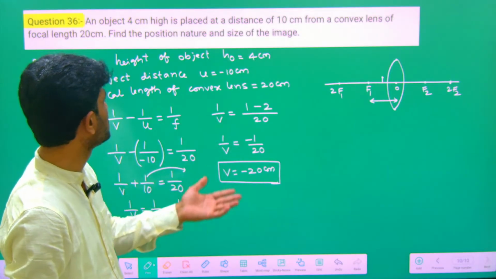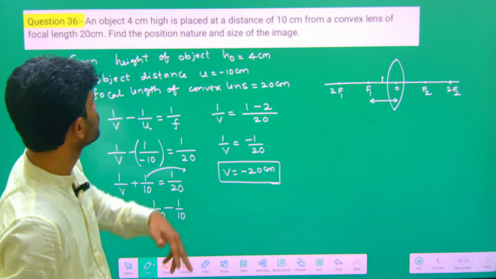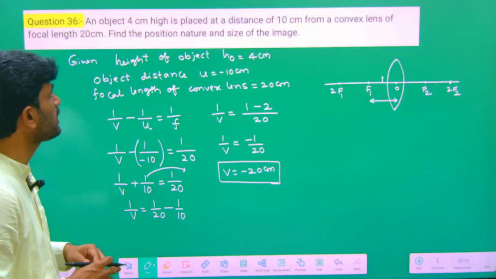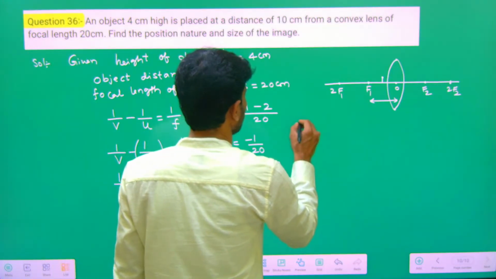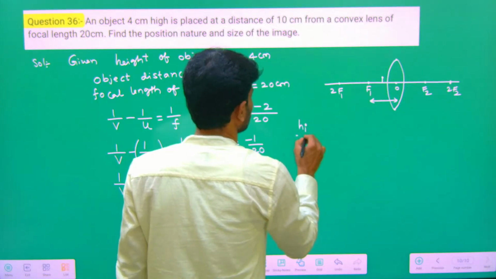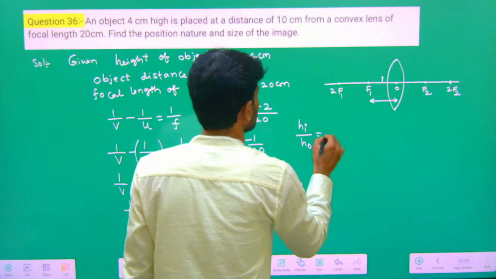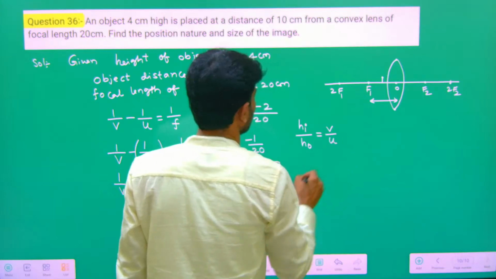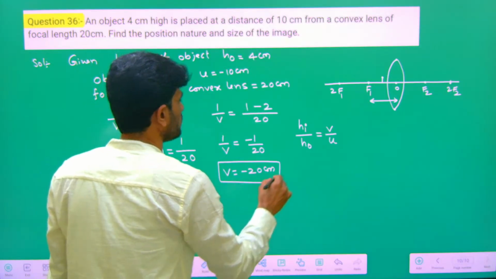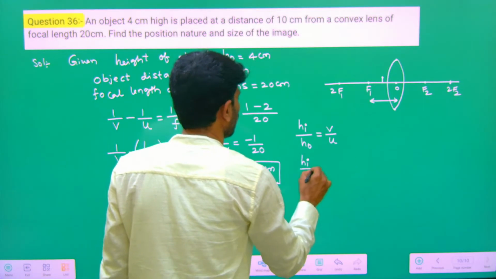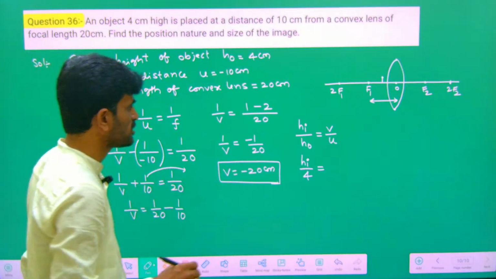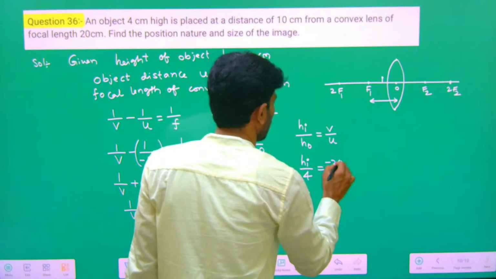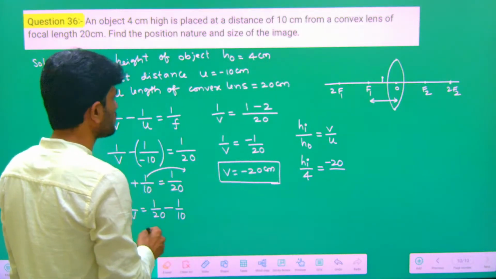And it will be a magnified image. They are also asking to find the nature, so it is virtual and direct. Size of the image also they are asking to find. How can we find the size of the image now? We know hi by ho is equal to v by u. Height of the image we have to find. hi by 4 is equal to v, v is minus 20, by u is minus 60.